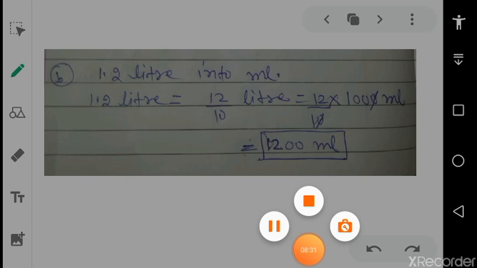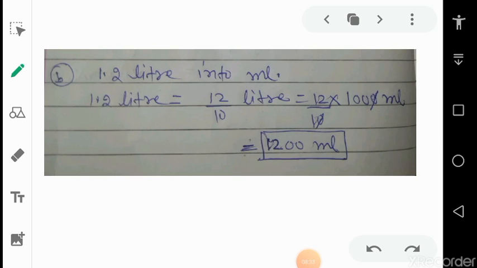Again, we will multiply this 12 upon 10 here by 1000 because we are converting liter into milliliter. Finally zeros can be cancelled and we have 1200 ml. It means 1.2 liter equals 1200 ml.